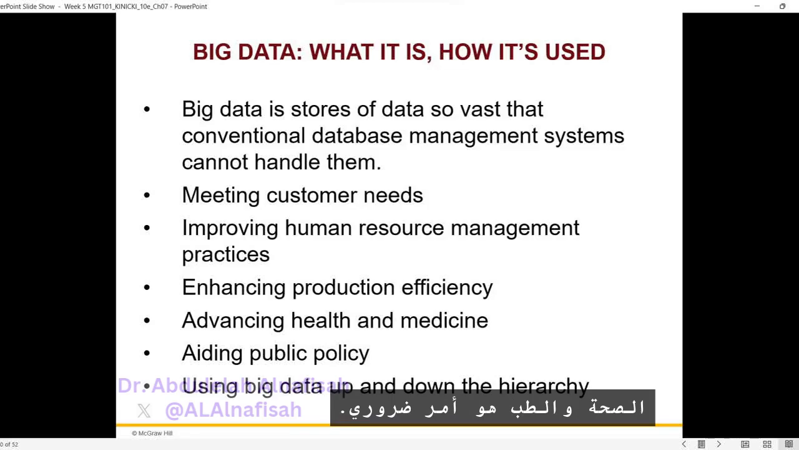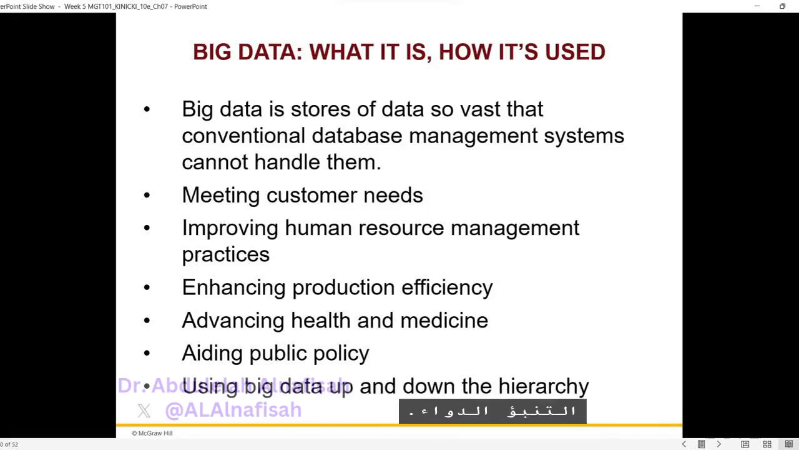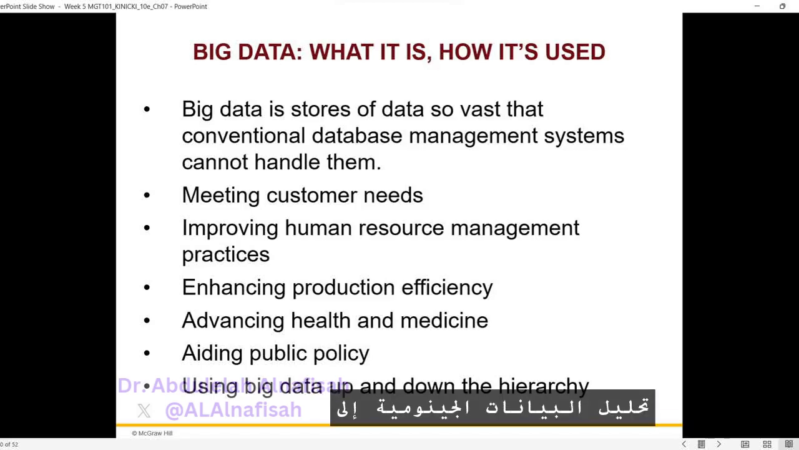Advancing health and medicine. Big data is revolutionizing the healthcare industry by enabling predictive medicine. The analysis of genomic data, coupled with other health-related data points, allows for more accurate predictions of illnesses and personalized treatment plans. Falling costs of genomic sequencing are making this approach more accessible.